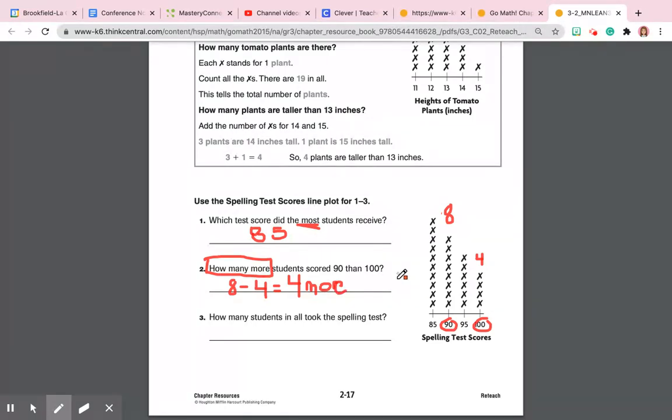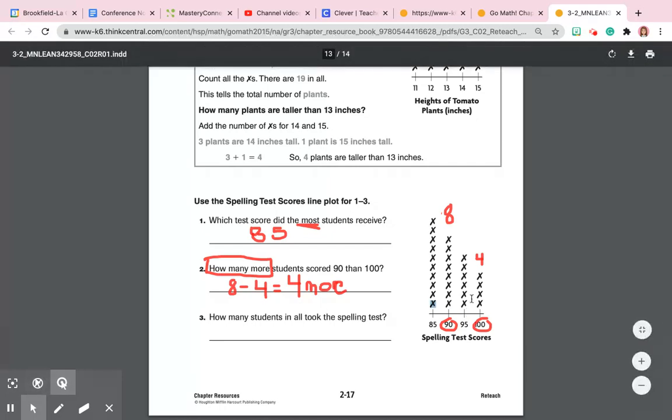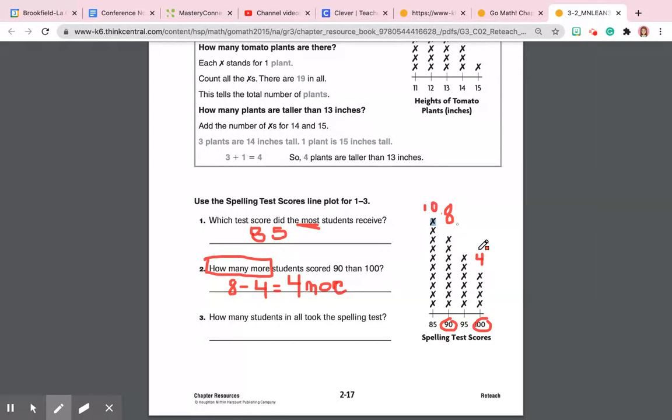And last but not least, number 3 says how many students in all took the spelling test. So we need to count how many X's in total. All right, let's count together. Ready? We're going to count over here. 1. Oh, my mouse is getting lost. Let's count. 1, 2, 3, 4, 5, 6, 7, 8, 9, 10. So I'm not done yet. I only counted how many were in that row because I already counted these other 2 rows. Now let's count how many kids scored 95. 1, 2, 3, 4, 5, 6.